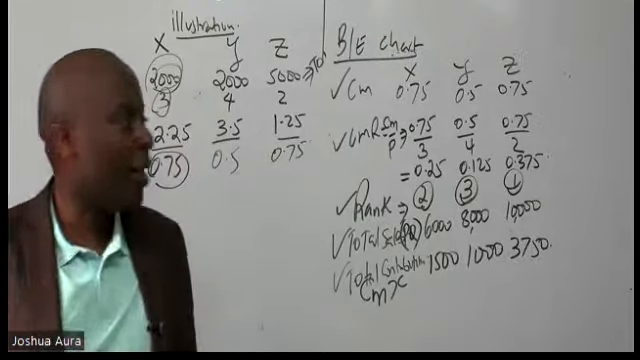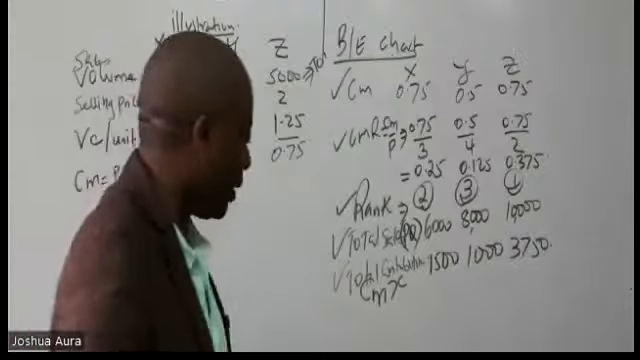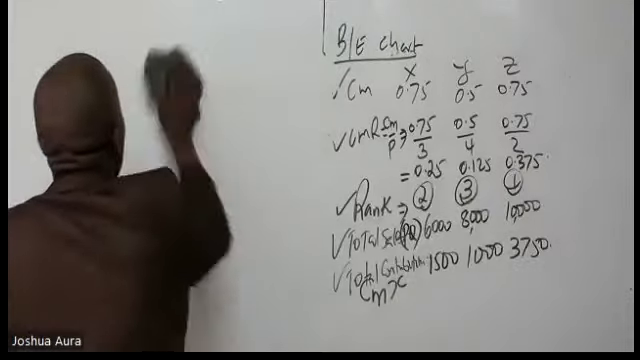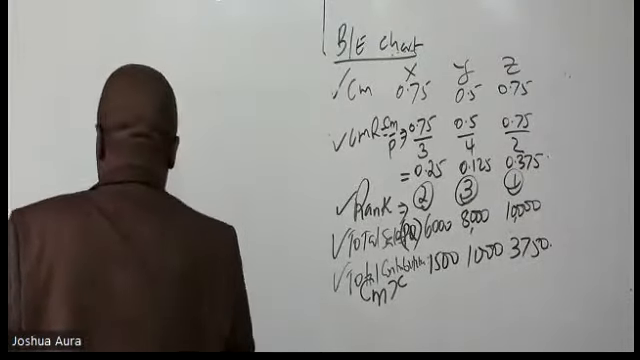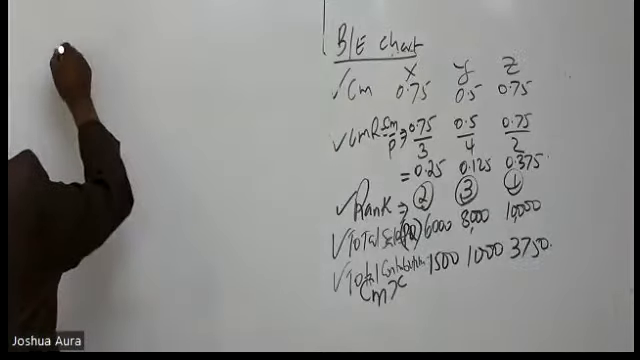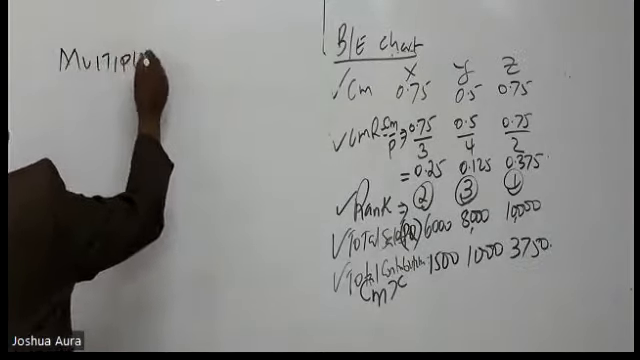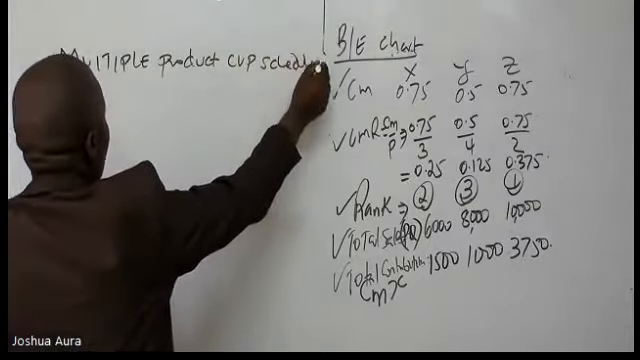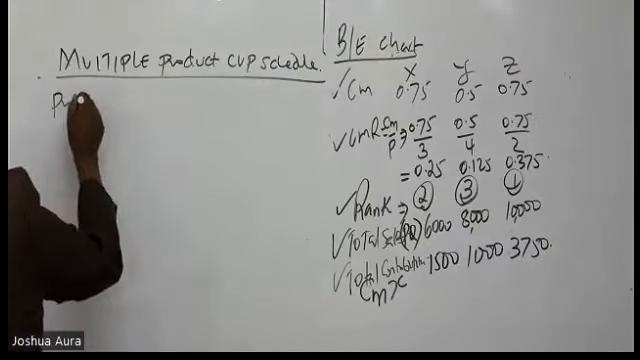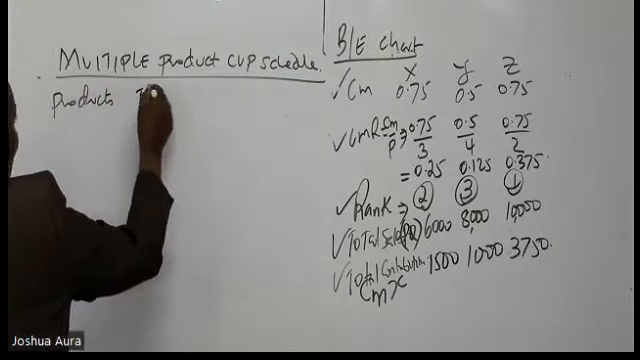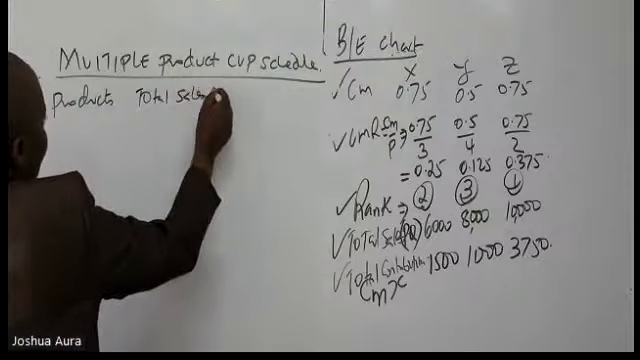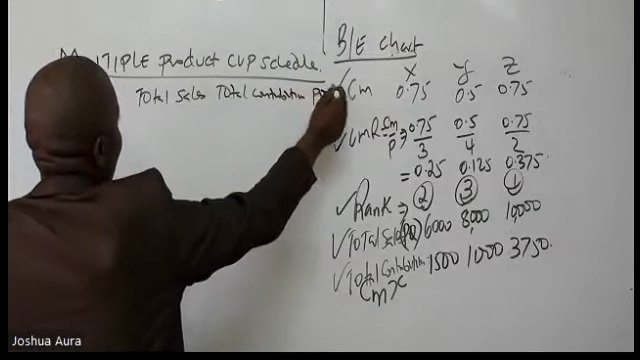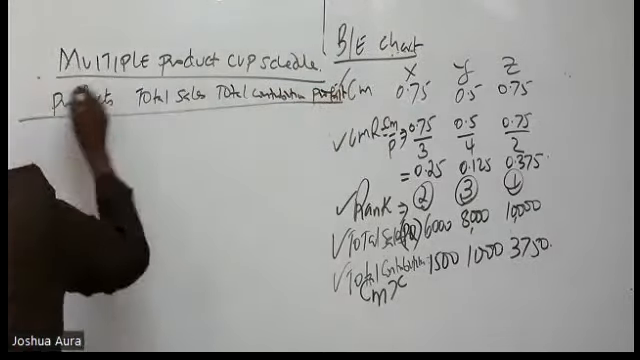So from there, we shall give our examiner the multiple product CVP schedule. We start with the products here. Then we have the total sales. Then we have the total contribution. And then the last one is the profit. Please draw something like this.